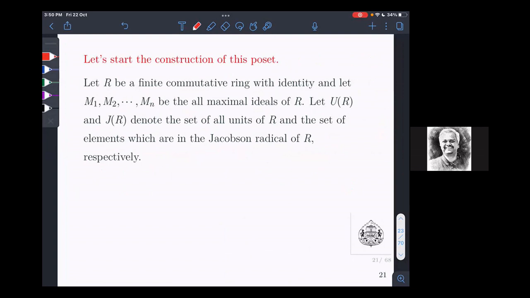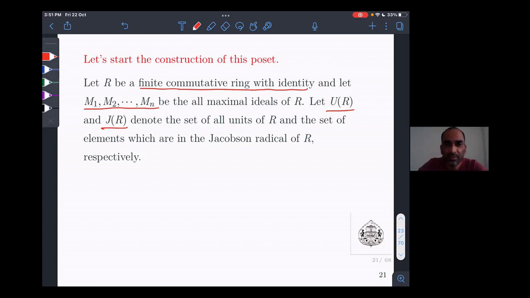And what we are doing, we are looking at a finite commutative ring with identity. This is the first important thing. And since the ring is finite, I do have finitely many maximal ideals. Let us call them M1, M2, M3, M4, and so on, Mn. What is U of R? U of R is the set of units, and J of R is the set of all elements which are sitting inside the Jacobson radical. This is the intersection of all maximal ideals. That is my Jacobson radical.